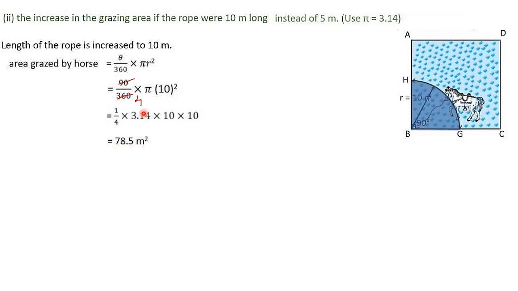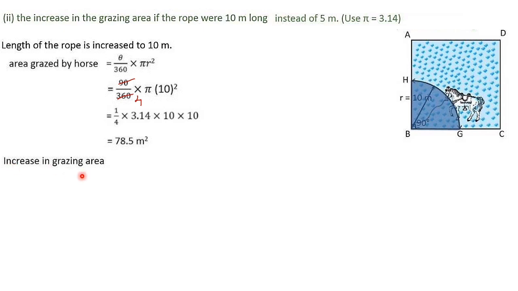I am doing it mentally, so if you don't know the calculation, just go with the division. 3.14 into 10 into 10 means 3.14 into 100, that is 314. 314 divided by 4 is 78.5 meter square. So this is the area when the length of the rope is increased to 10 meter.